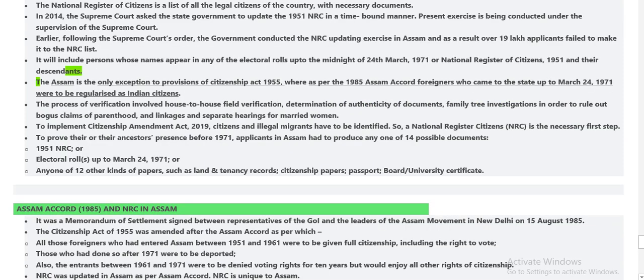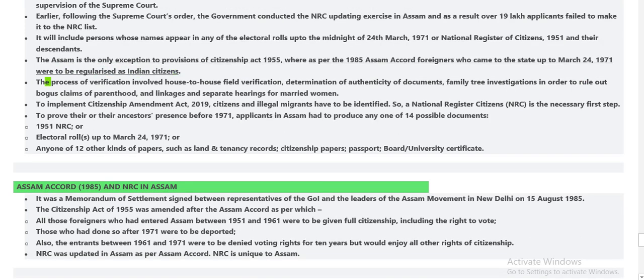It will include persons whose names appear in any of the electoral rolls up to the midnight of 24th March, 1971 or the National Register of Citizens, 1951, and their descendants. Assam is the only exception to the provisions of the Citizenship Act 1955, whereas as per the 1985 Assam Accord, foreigners who came to the state up to March 24, 1971 were to be regularized as Indian citizens.